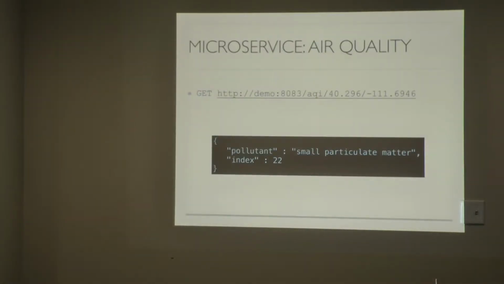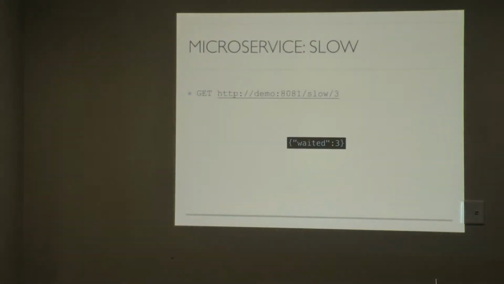Air quality index. I started writing a little scraper for weather.gov and gave up because they used classes instead of IDs for everything. So it's nearly impossible to scrape cleanly. And frankly, it just wasn't worth it. So what I wrote was something that returned a little JSON document. It's the same document every time. Small particulate matter, index 22. That's actually good air quality, by the way.